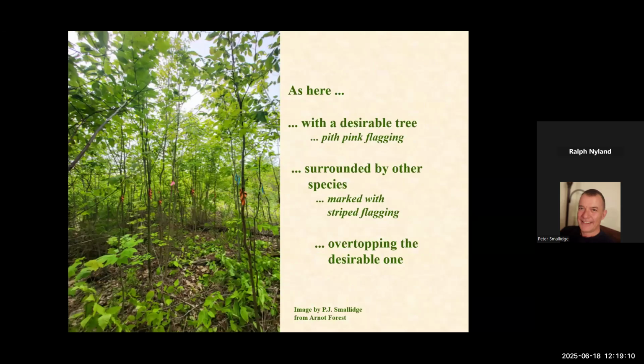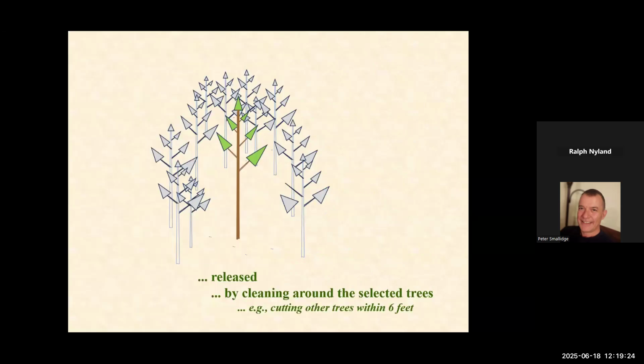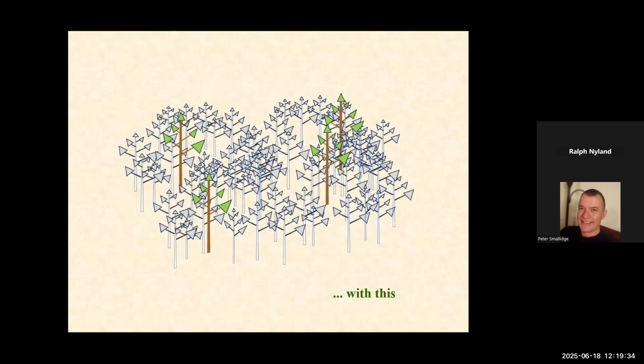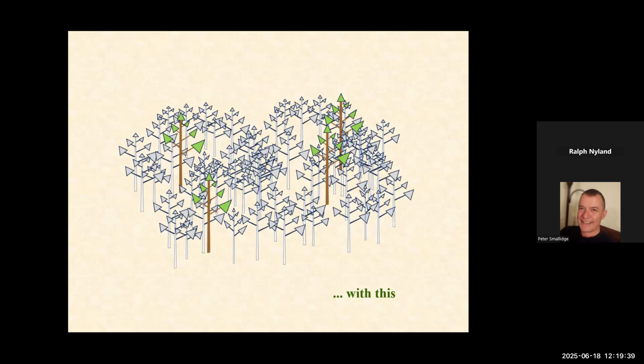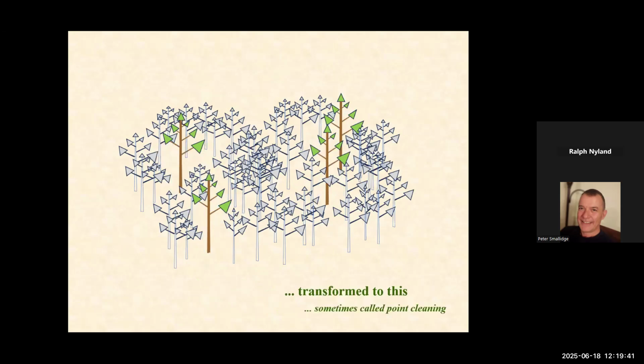This case shared by Peter again, with the pink flag in the middle, the tree that he would like to keep and benefit, and the striped flagging the trees that are interfering with that pink flagged tree. So released, it would look like this, cleaning around the trees, perhaps at least by 6 feet. So you start with something like this and go to this. Again, this transformed to this. Again, sometimes called point cleaning.